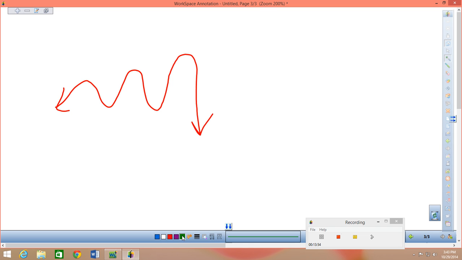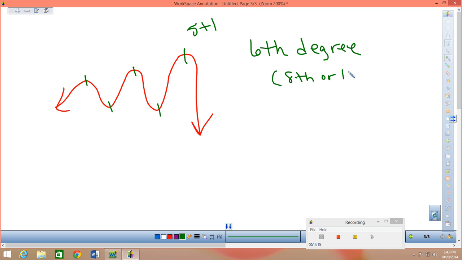So let's count the bins. I've got 1, 2, 3, 4, 5, which means this is at least 5 plus 1, a 6th degree polynomial, at least. It could be 8th or 10th, etc. But we know that it is at least a 6th degree polynomial. The right end is pointing down, so I know that I have a negative lead coefficient.